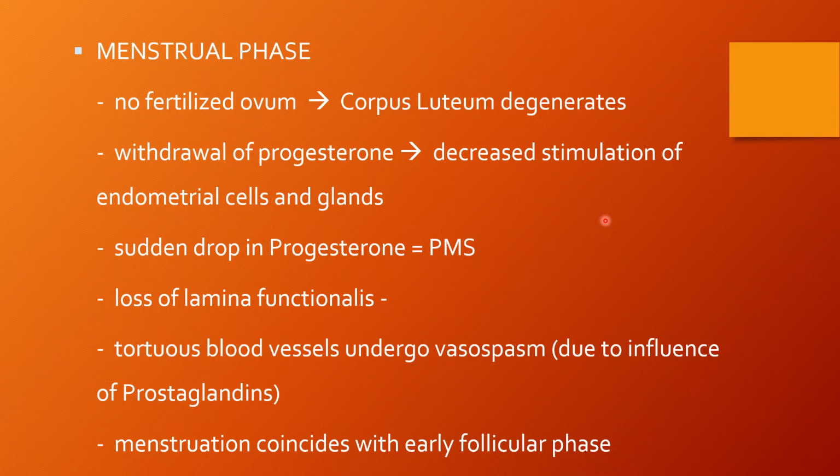And if this decreases, there will be decreased stimulation of the endometrial cells and glands, and there will be loss of your lamina functionalis. The tortuous blood vessels, as we can remember in the previous slide, will undergo vasospasm, and there will be a decrease in the blood supply in the endometrial lining. Then the shedding of that lining will ensue, what we now call menstruation. And in the process of menstruation, it undergoes another cycle, the early follicular phase.